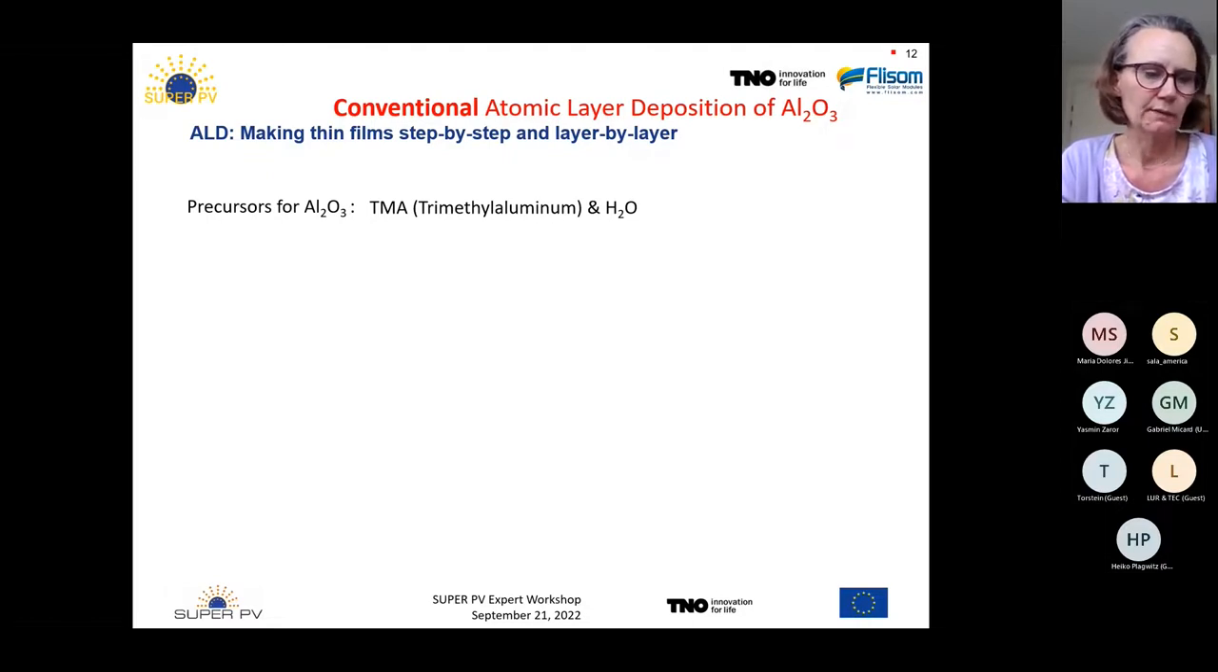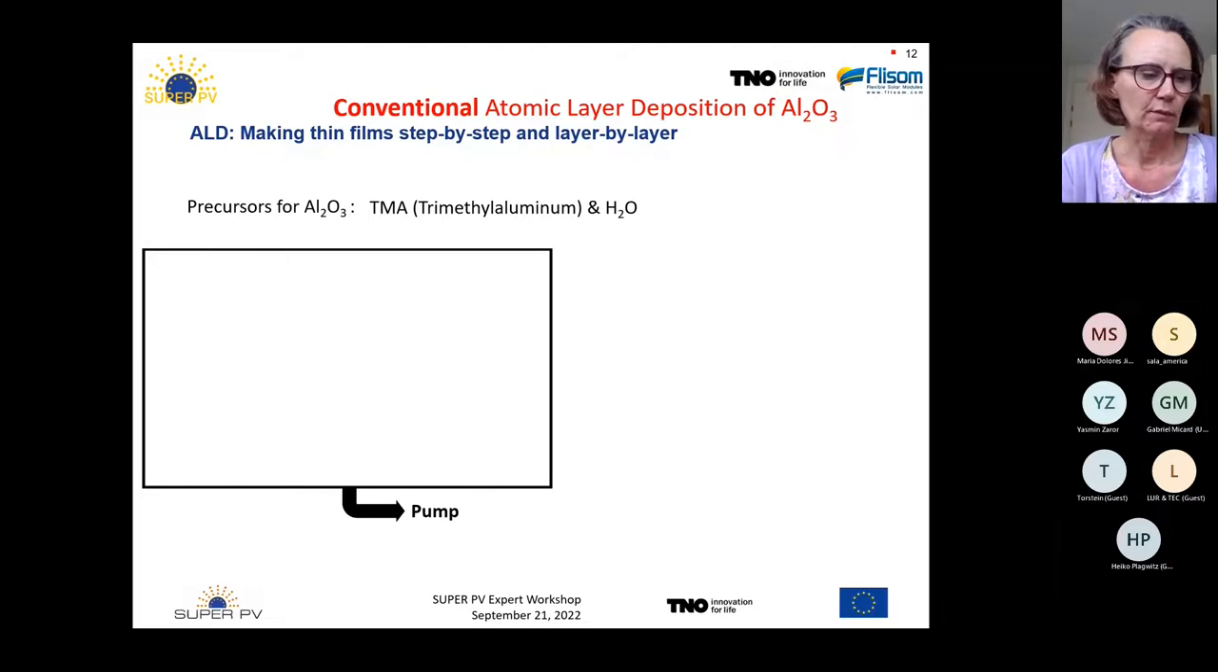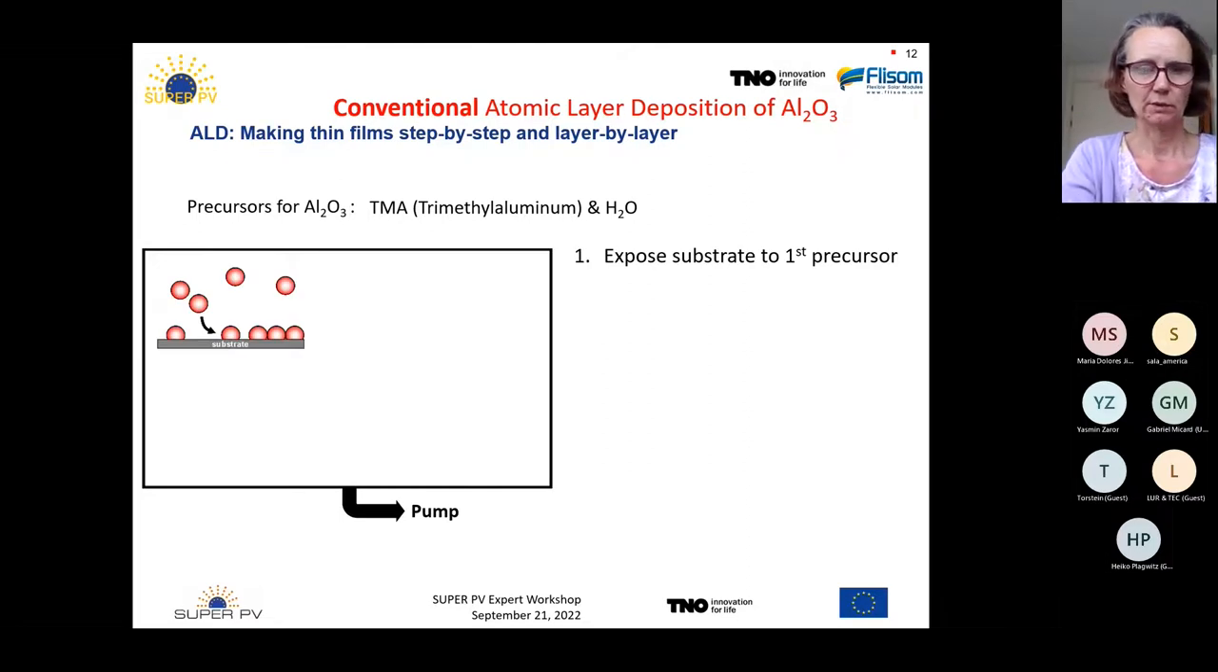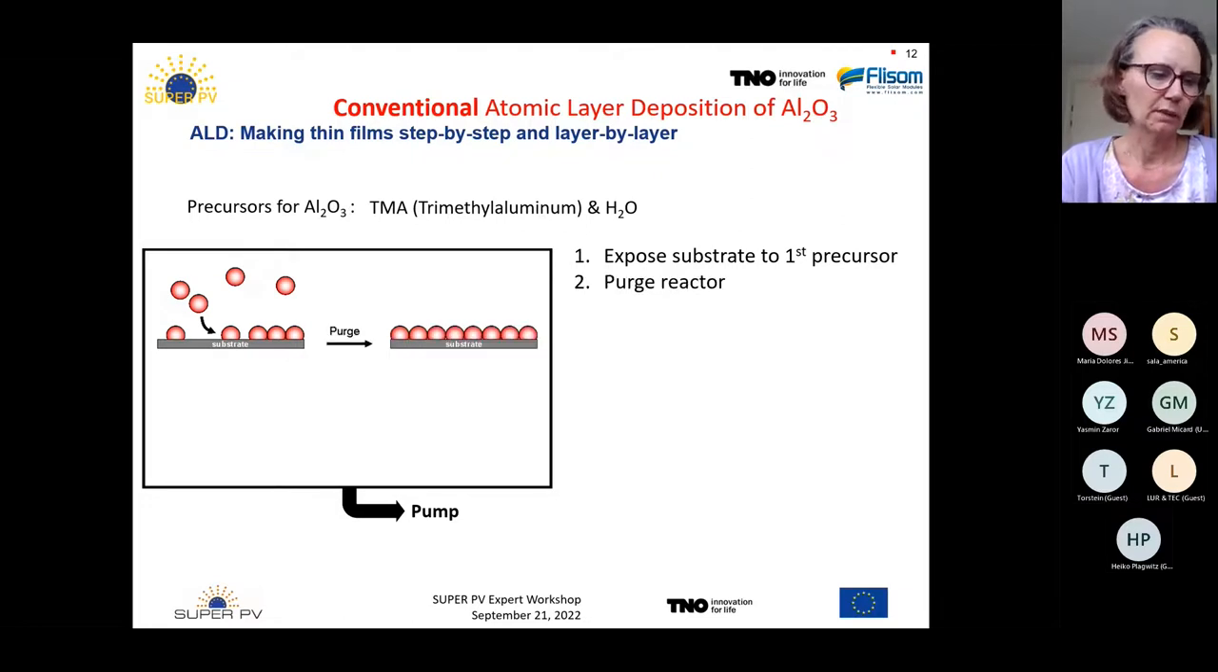It's a very controlled method to deposit layers because it is deposited layer by layer. It's based on a chemical reaction that occurs only on the surface. In this case, the deposition of aluminum oxide is explained. And for this, we need TMA, or trimethyl aluminum, and water. First step is to expose this precursor, the TMA in red here, to the substrate. The whole area of the substrate is covered with one layer of molecules.